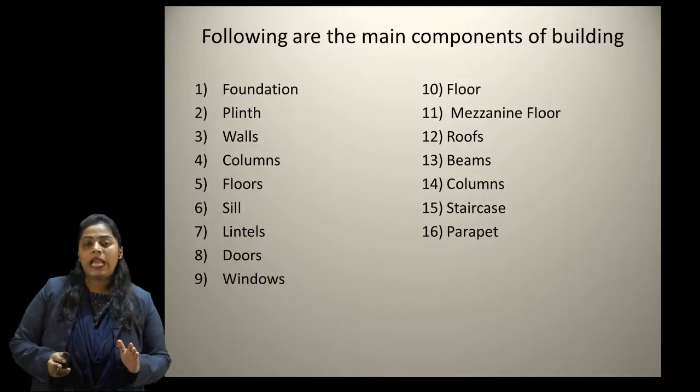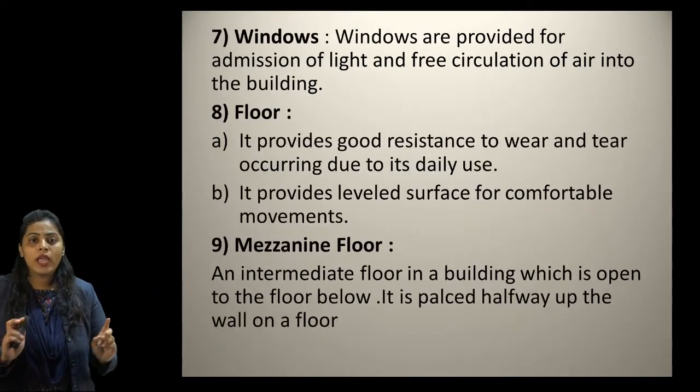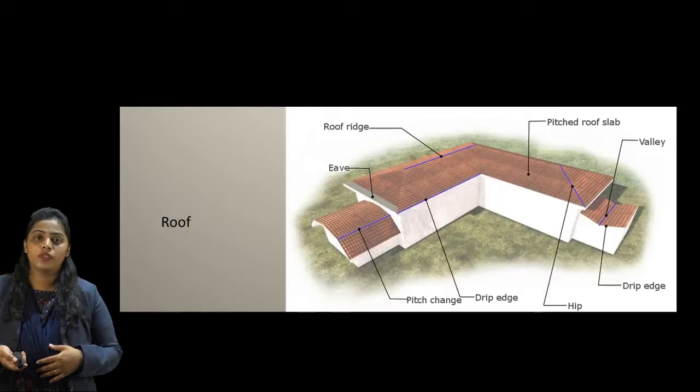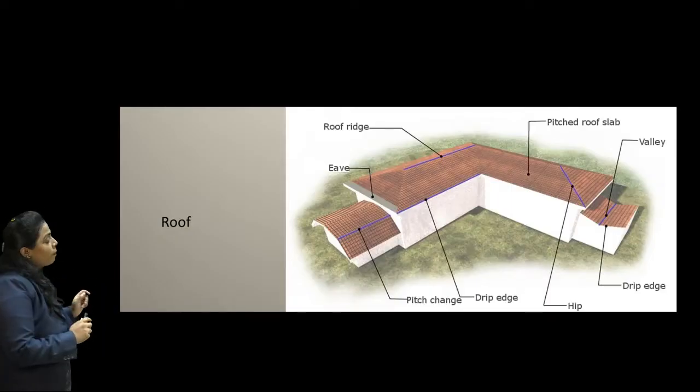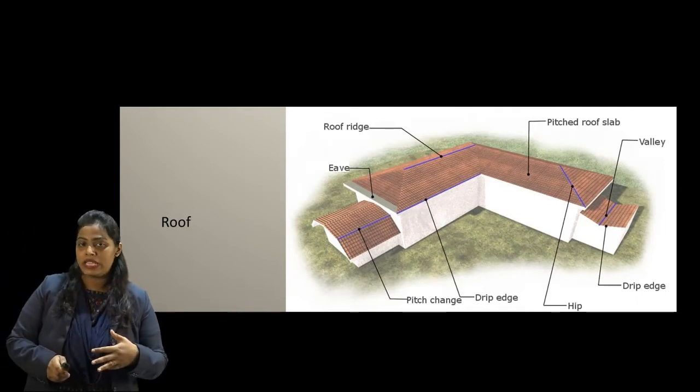Mezzanine floor. An intermediate floor in a building which is open to the floor below, it is placed halfway up the wall of the floor. Roofs. Roofs protect from elements like rain, sun, wind, snowfall, etc.